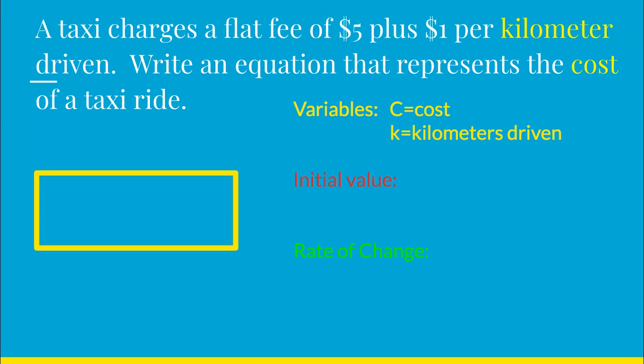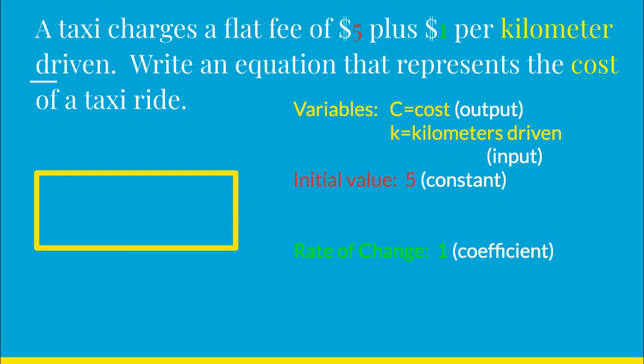So we're going to use K to represent the number of kilometers we drive. Our initial value, what is this cost starting at? It's starting at $5. And our rate of change, what is it going up by per kilometer? It's going up by 1 per kilometer. So we can take that and write our equation. Cost equals 1 times the number of kilometers driven plus 5.